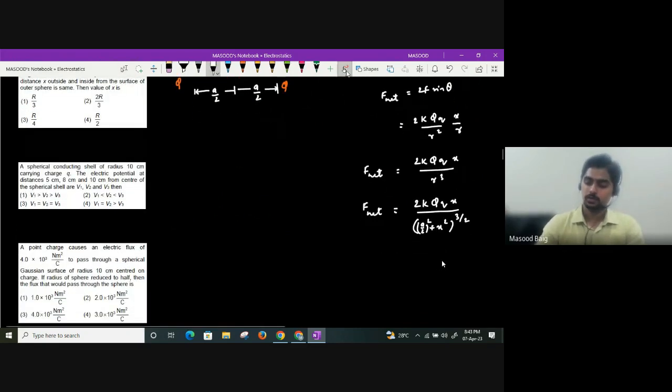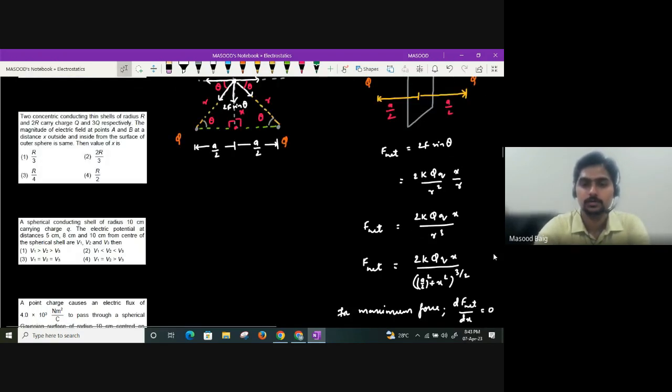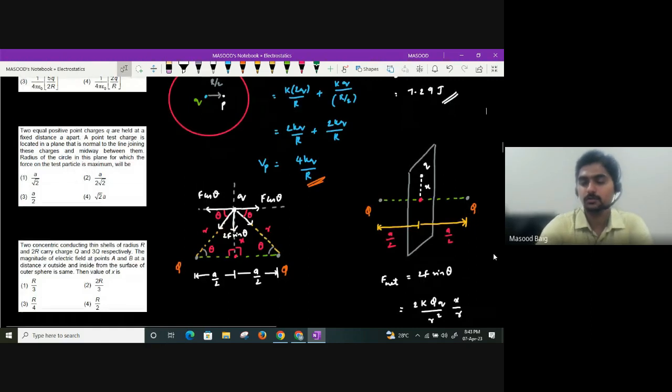So for maximum force, because the variable is x, I can substitute dF net divided by dx equal to 0. The first derivative should be equal to 0. Clear, all of you? Now if you solve for that, what will you get? Please remember this: if you take a ring, you will have maximum force at r by root 2. So here, imagine a ring of radius a by 2, you will get a by 2 root 2. So a by 2 root 2 should be the answer for it.